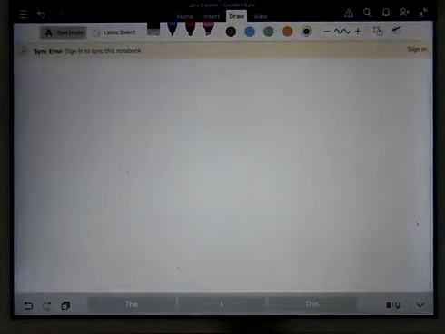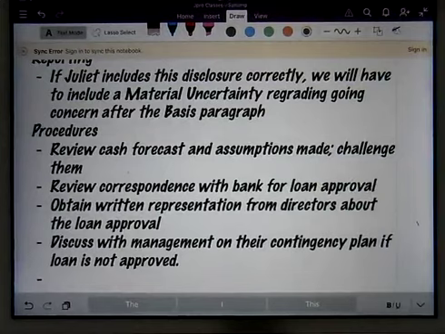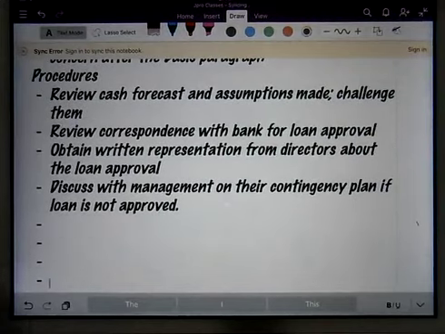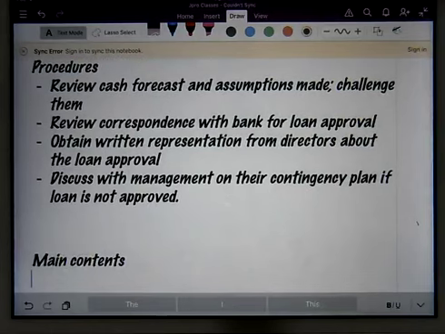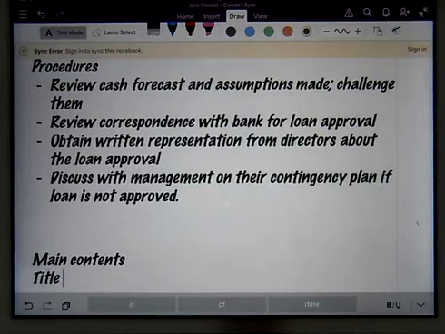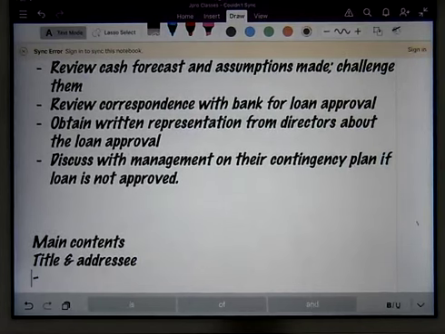So what are the main contents of a report? Do you know the main contents? Yes, no? What's the main content? Well, you have to break it down. Let's break it down. You've got a title and addressee, yes or no?